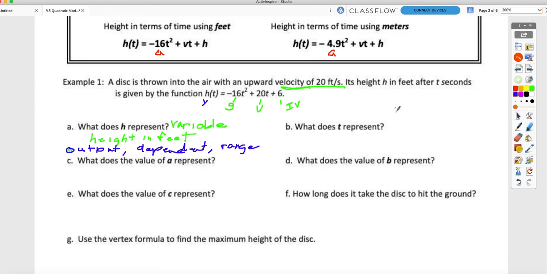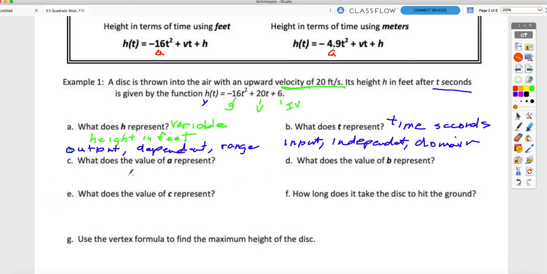Okay, what does t represent? T is time in seconds. And it's right there. Okay, and back to my equation, that t is the input value, so it is the same as x. That makes it the input. That makes it independent, and it's time, so it's independent anyway. And it's the domain.